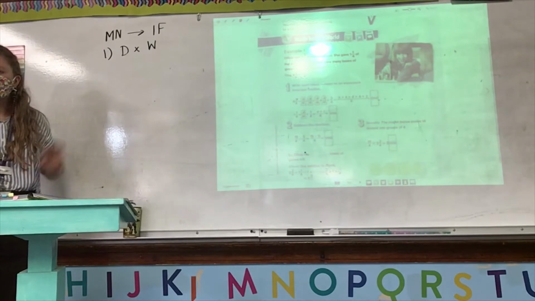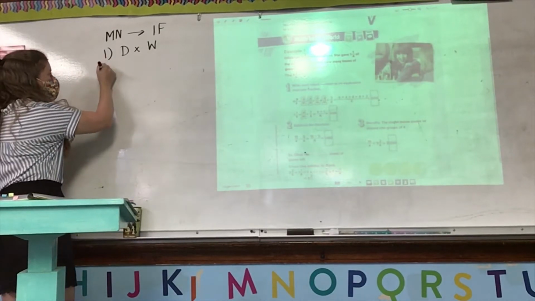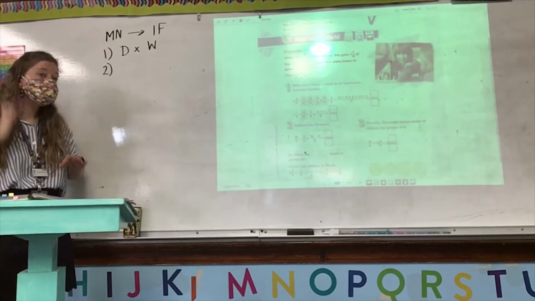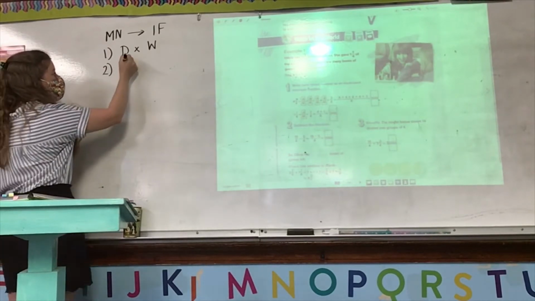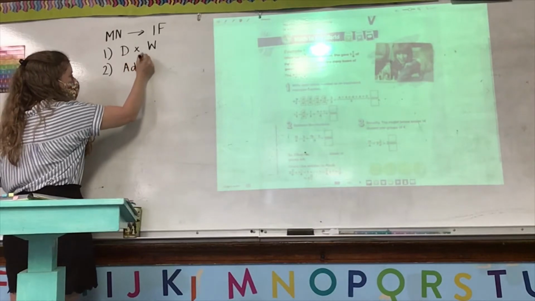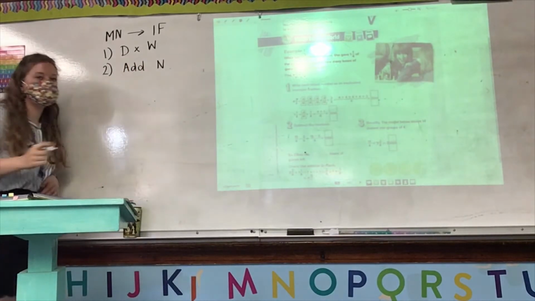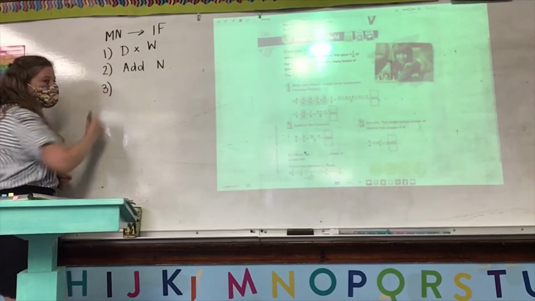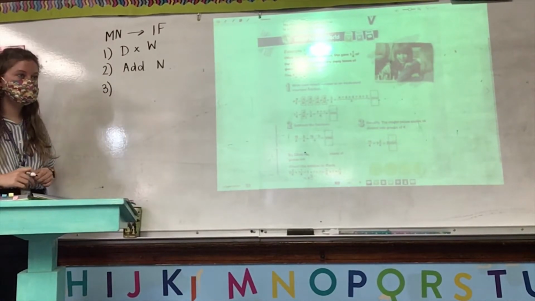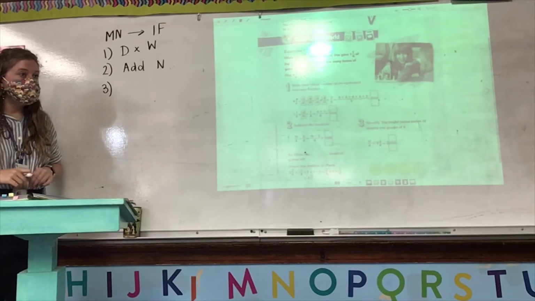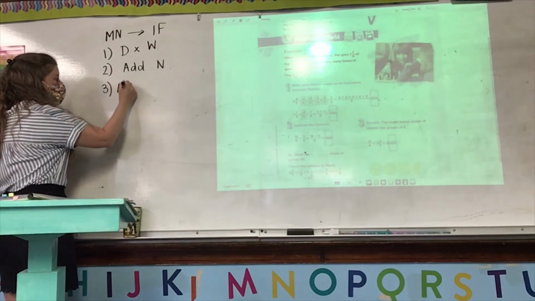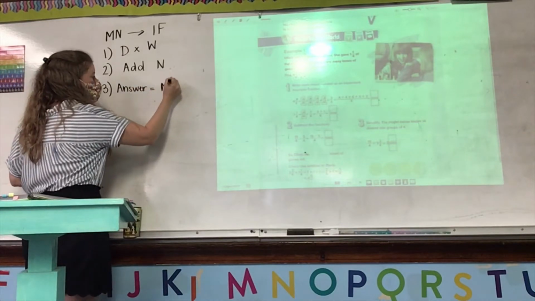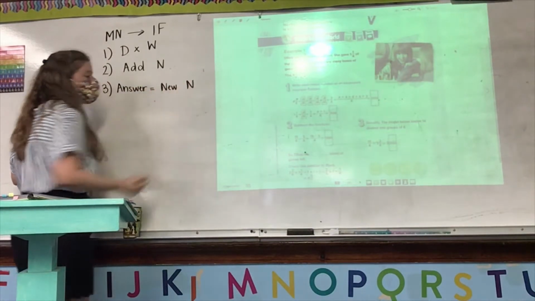Then what do I do? Michaela. Add the numerator. Then what? Zadie? Your total becomes the answer, equals the new numerator.